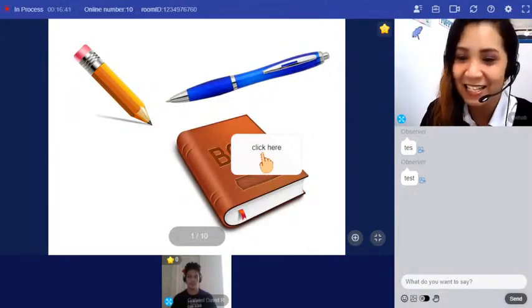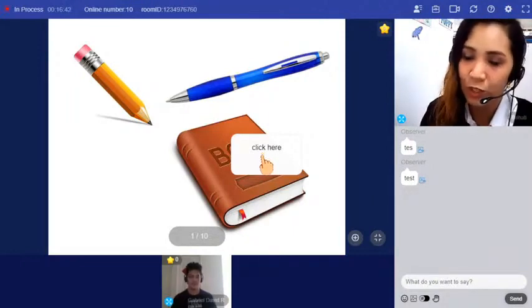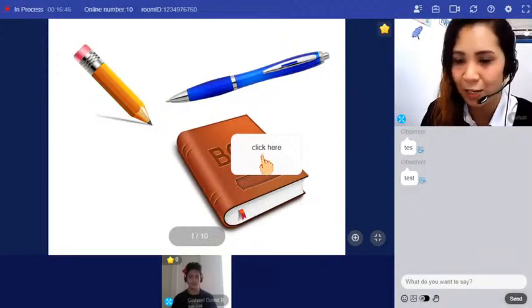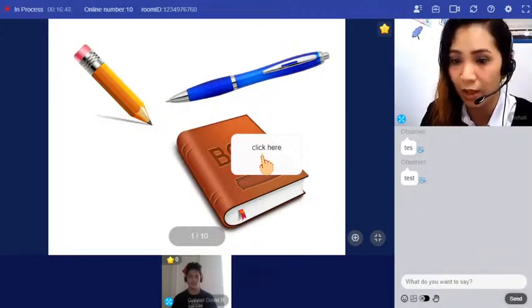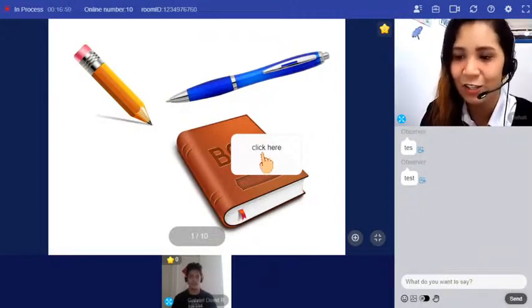Is it necessary to study a lot if we want to learn a subject well? Yes, it's necessary to study a lot if you want to learn.